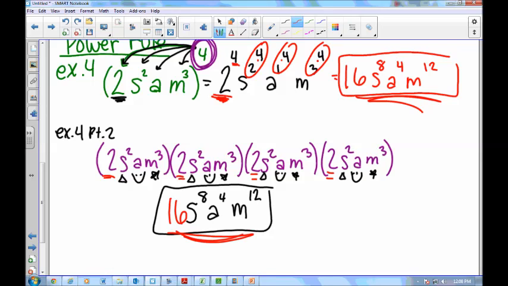Okay. So, I'm showing you 2 ways. Pick which way you like to do best and stick with that. This second way gets tedious if that outside exponent's large. Okay, let's try another power rule before we finish these notes.